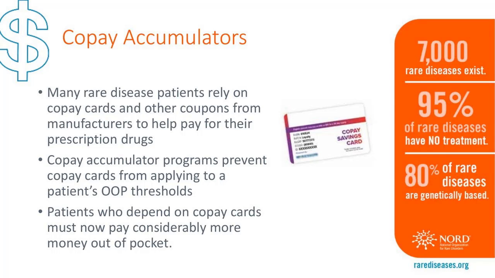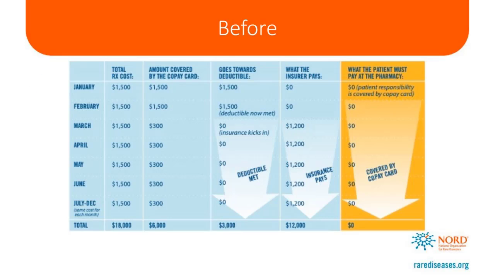And I know this one can be a bit confusing, but essentially, before an accumulator program was put in place, if you look at the far right column there, the one in yellow or orange, depending on your screen, you'll see that before an accumulator program was put in place, a patient would essentially have no cost so long as they have that drug assistance card. That's because the amount covered by that copay card would go towards their deductible, and then once the deductible was met, the insurance would kick in and pay for everything else. So under this before example, the insurer would pay $12,000, the copay card would be worth $6,000, and the patient would essentially have to pay nothing over the course of the year.